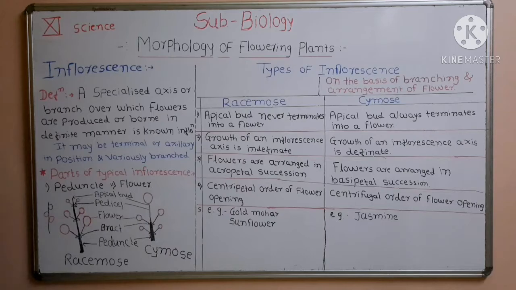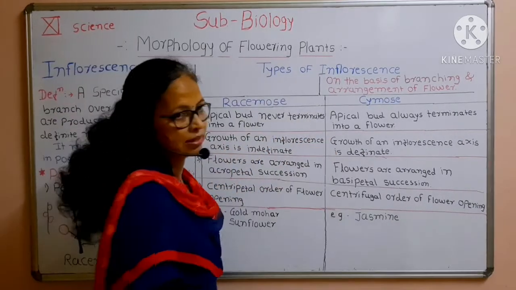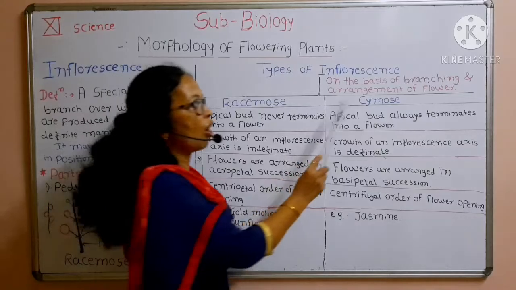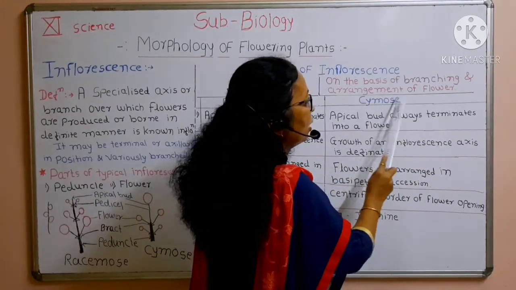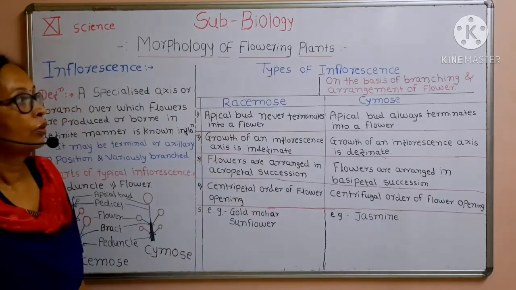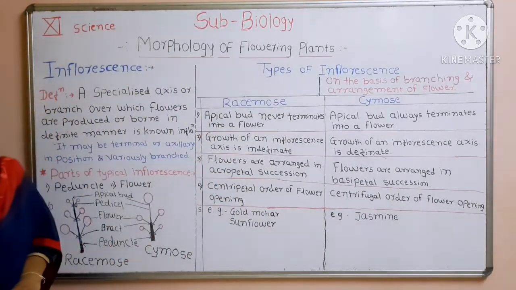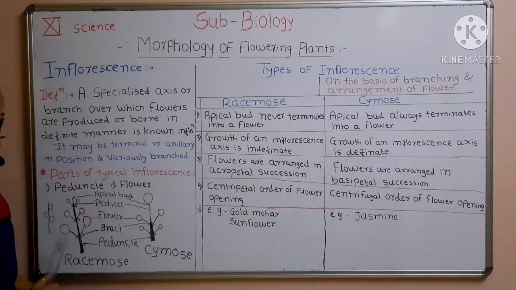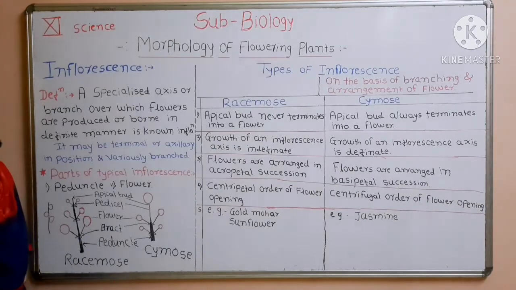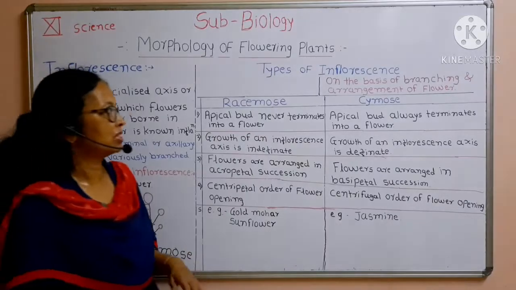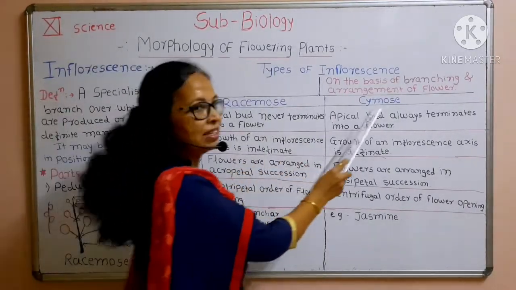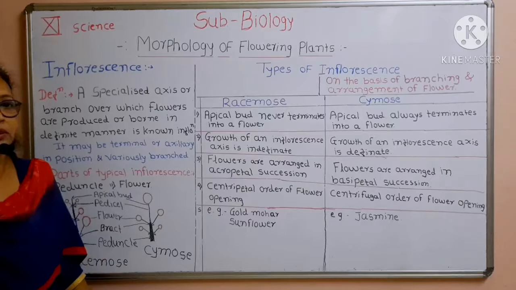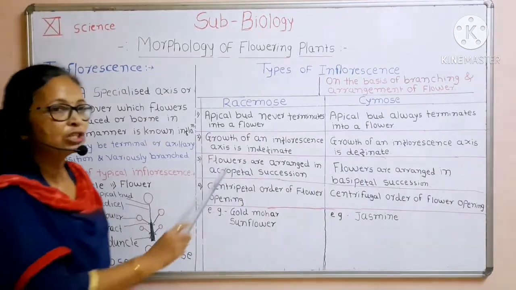Then we turn towards the types of inflorescence. Inflorescences are divided into two types on the basis of branching and arrangement of flowers. The peduncle is branched or unbranched, so on the basis of branching and arrangement of the flowers on the peduncle, inflorescences are divided into two types. The first one is racemose and the second one is cymose. We take the information about racemose and cymose simultaneously with the help of distinguishing points.